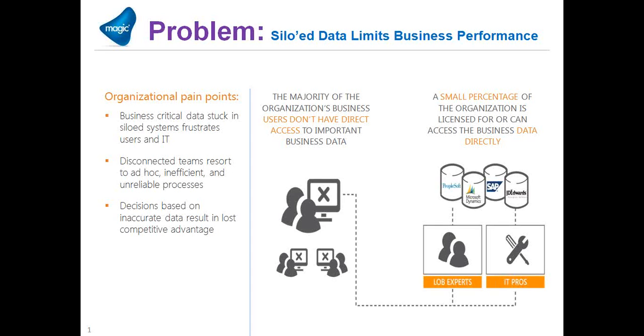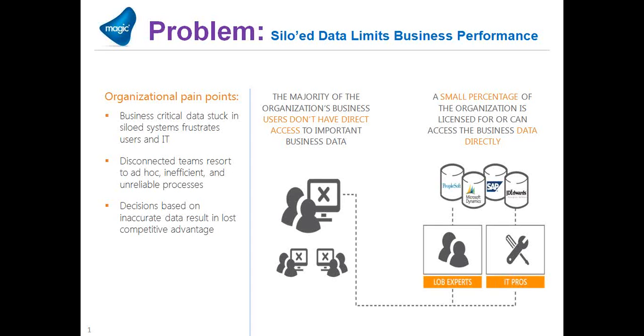So the problem that IT organizations are facing is that there are siloed applications. The data exists in PeopleSoft, and it exists in the CRM system. It exists in a supply chain management system like Manhattan Scale. It exists in an e-commerce platform like Shopatron, and so on and so on and so on. And so what we find is that organizations have these siloed data limits, which are limiting business performance, and this is creating organizational pain points.